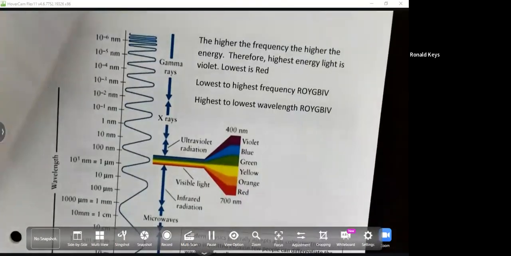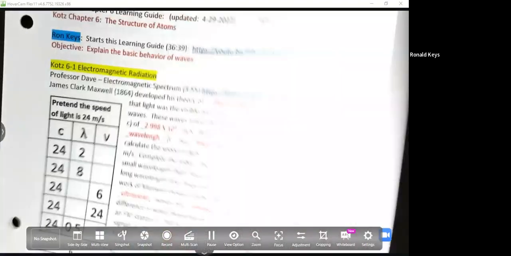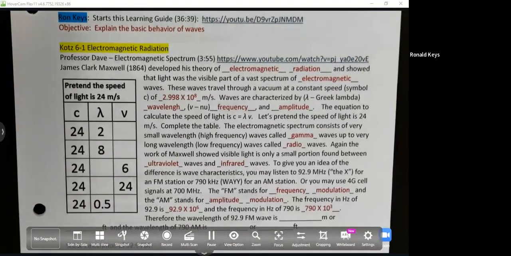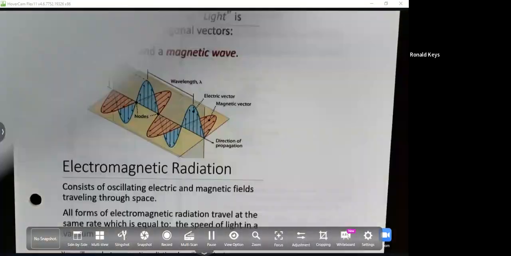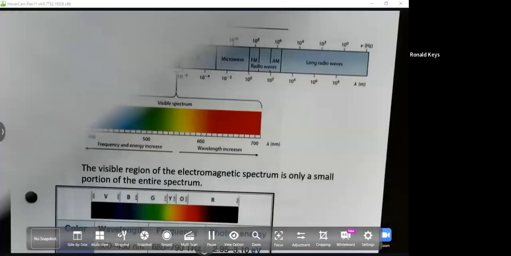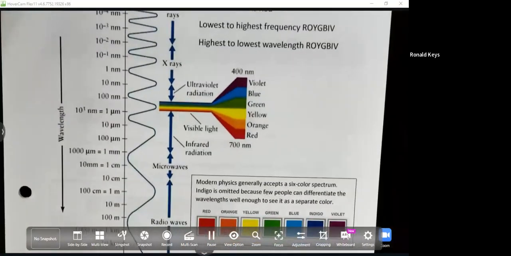So, this is kind of my learning guide, my mini textbook. I put this together. I use resources from our textbook, from the internet, from OWL. So, all right, let's talk about this. Let's go to this page right away here.